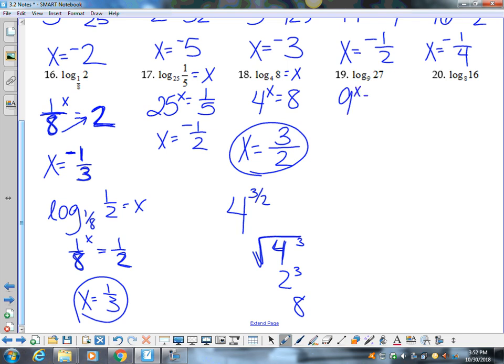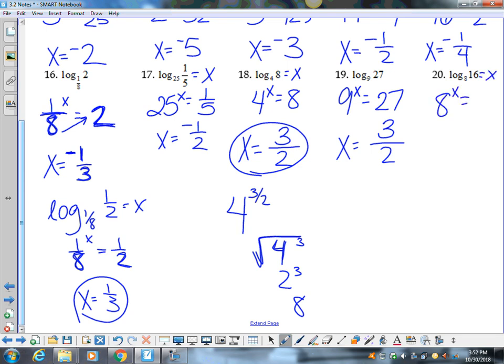9 to the x equals 27. Well, I can't turn a 9 into a 27. If I square it, it becomes an 81. But I can square root it. If I square root it, that would make it a 3. And then 3 cubed will give me the 27. And nobody moved, so I don't need to change the sign. Okay.